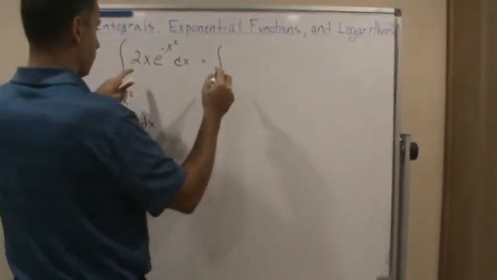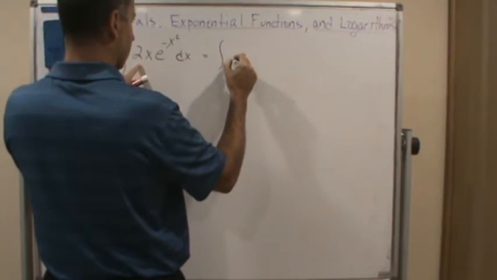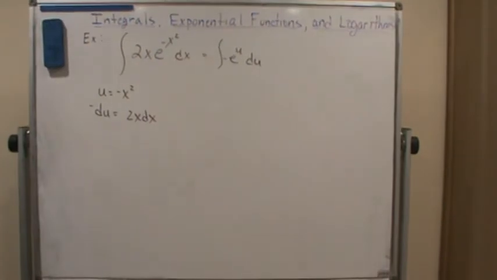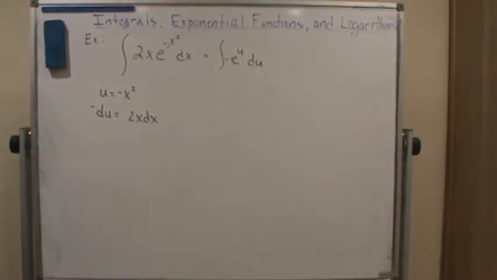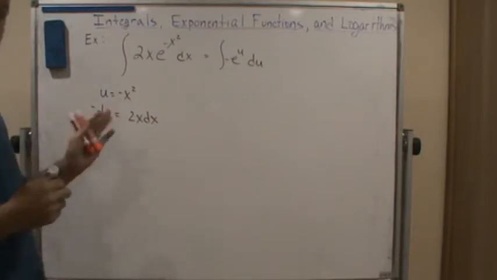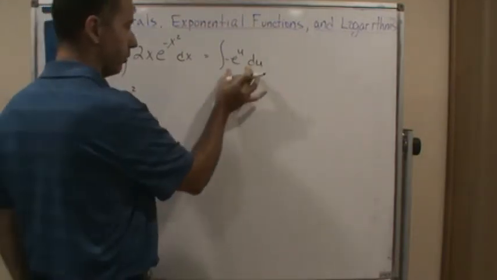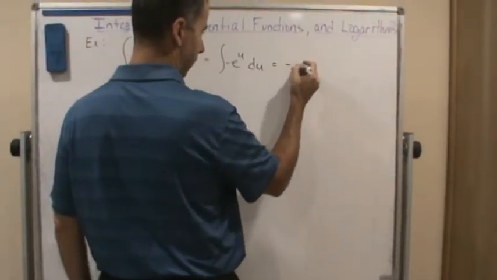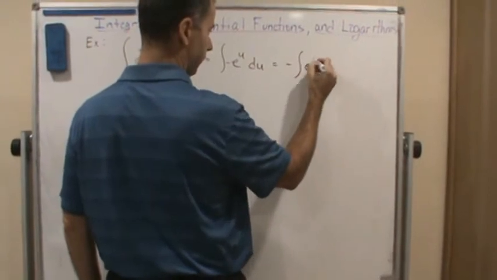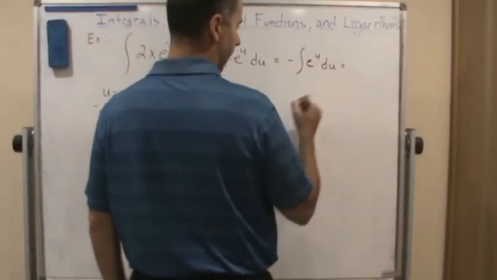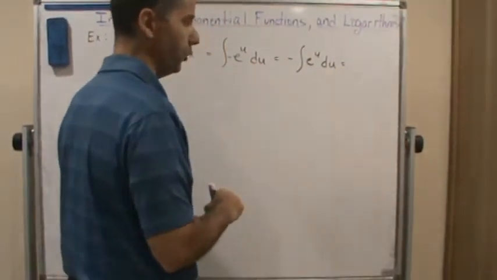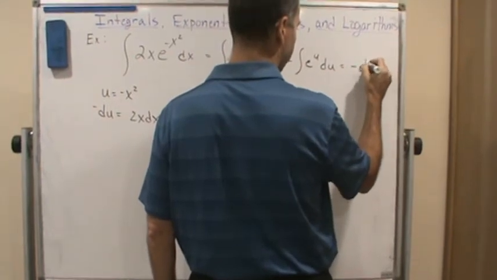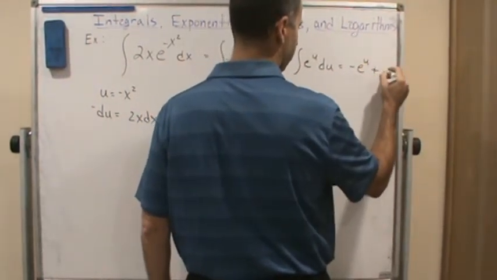This becomes e to the u, negative e to the u du. So now I'm going to use what I know about the integral of e to the u. Now I'm going to pull the negative sign out for a moment. So just one more step. And now I know that this is going to be e to the u plus c, plus some constant. So I'm going to get negative e to the u plus some constant.